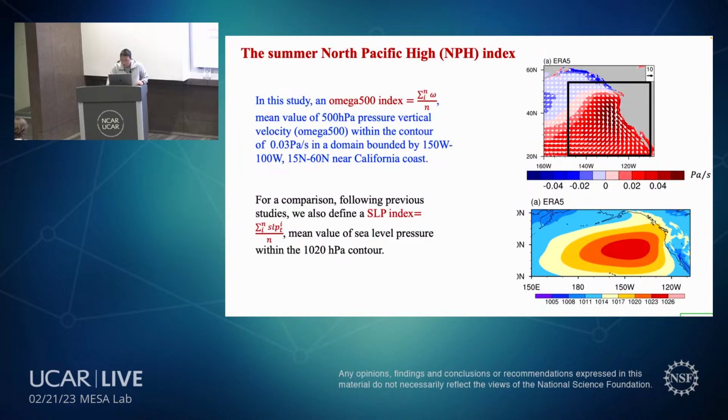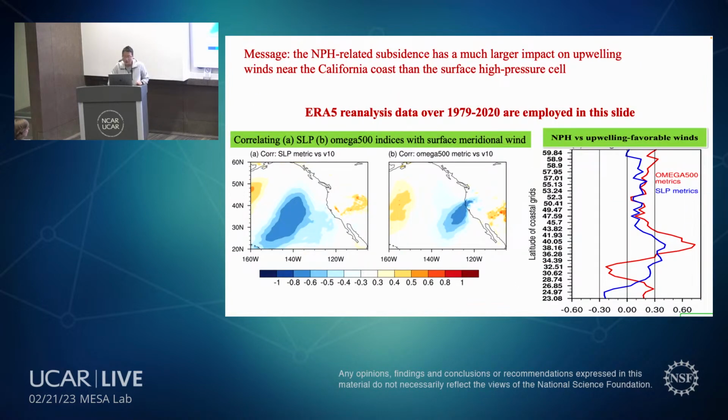So this motivates us to define an omega 500 index to measure the strength of the subsidence in this black box on the right. And for comparison, following previous studies, we also define a sea level pressure index to measure the surface high pressure cell shown on the right. Since we have these two indices, we correlate them with surface meridional wind in the eastern North Pacific.